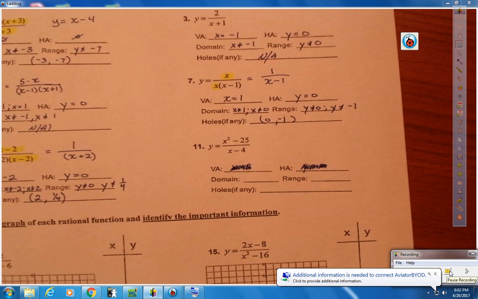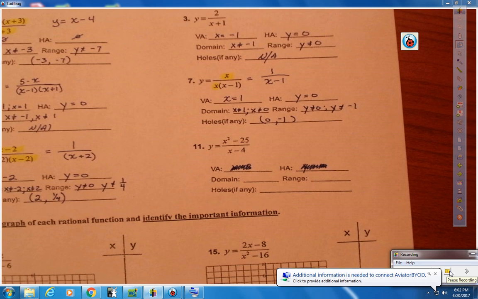4, 1.5. Again, doesn't have to be perfect. We're just going to get close, and we'll draw it so it looks like the graph on our calculator. Okay? So that's number 17. Last one, number 19. And again, you should be trying these on your own, but we'll look at this on Monday.